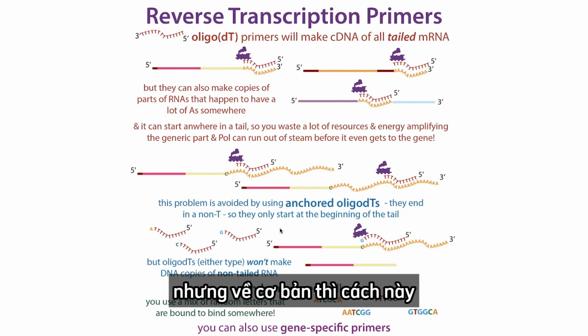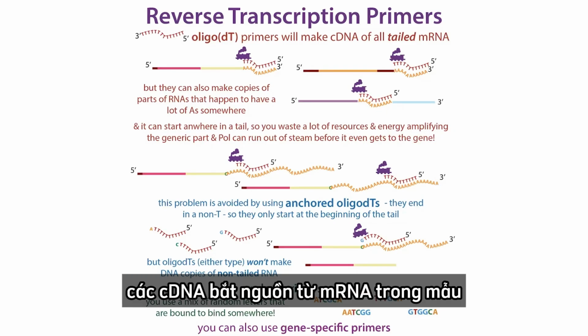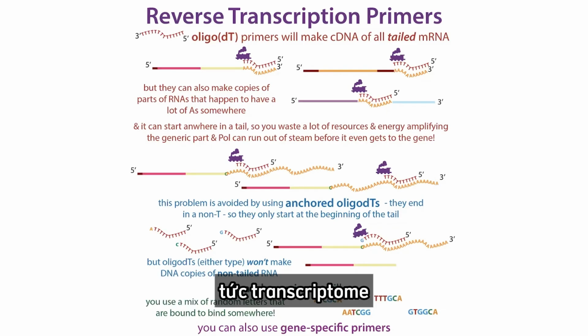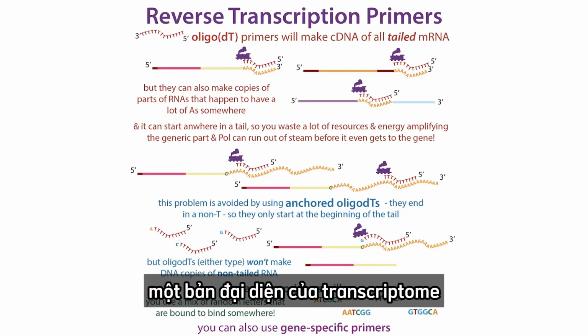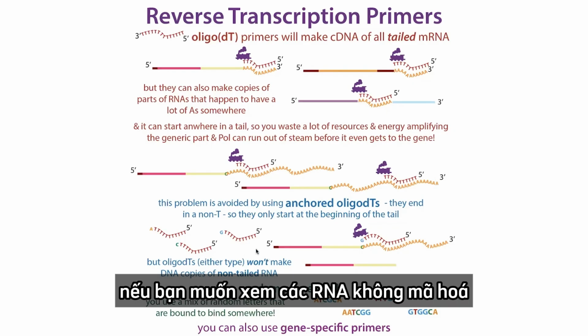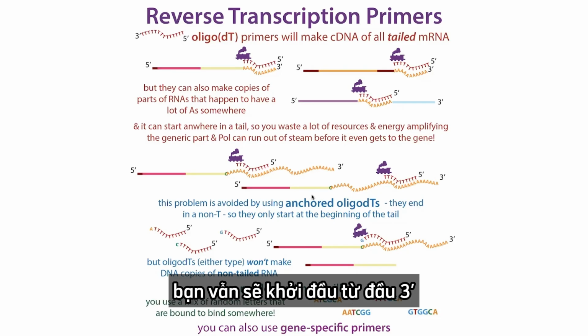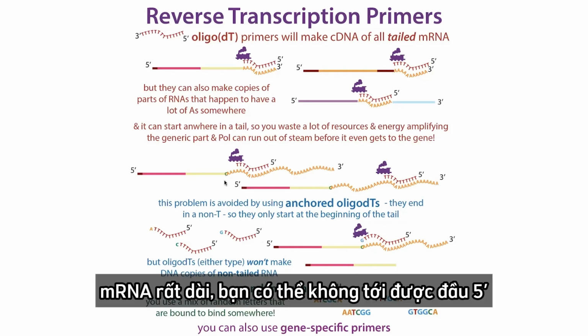But this stuff works when you're just trying to get the transcriptome. So when you're just trying to get the cDNA from the messenger RNA, you just want the expressed things, your transcriptome, because we call the messenger RNAs transcripts. So we can refer to the cDNA compilation as a representation of the transcriptome. But basically, this isn't going to work if you want to look at things like non-coding RNA. And it's going to give you a bias towards the 3' end. So even if you have one of those anchored oligo-dTs, you're still going to be starting at the 3' end. And if you have a really, really long messenger RNA, you might not get to the 5' end.